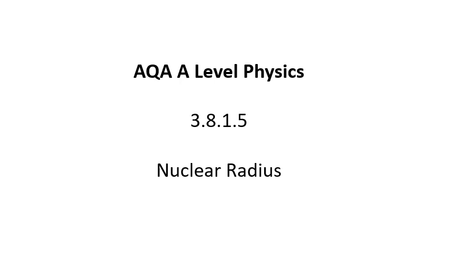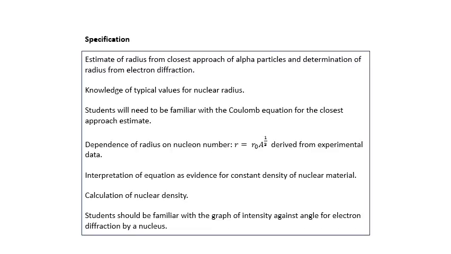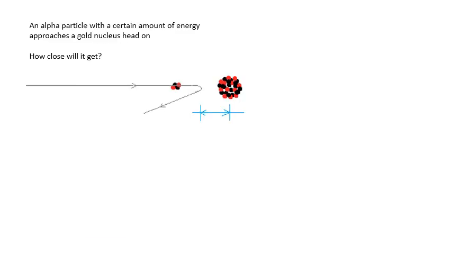AQA A Level Physics, nuclear radius. We're going to be doing this bit of the specification. Now we talked about this when we did electric fields. We've got an alpha particle with a certain amount of energy approaching a gold nucleus head on. And the question is, how close will it get?